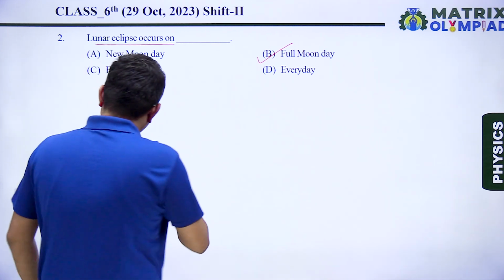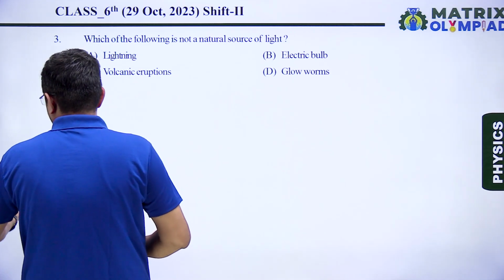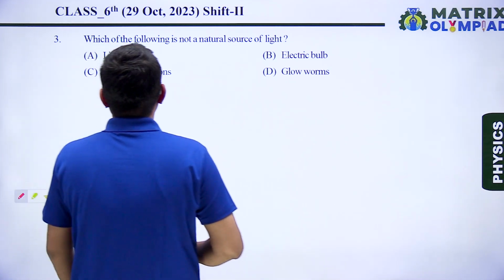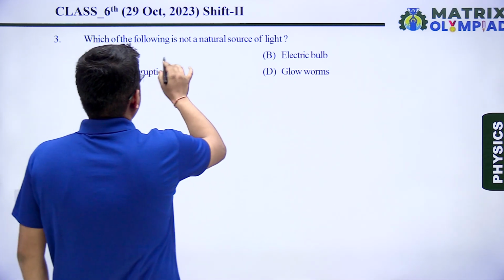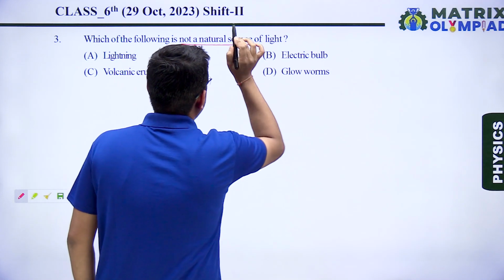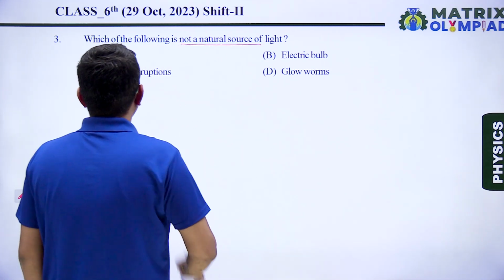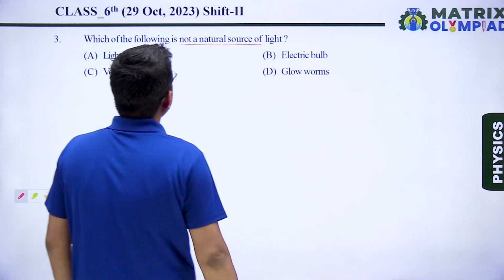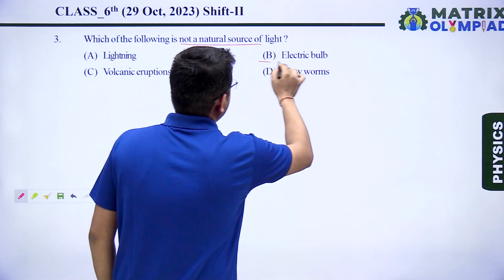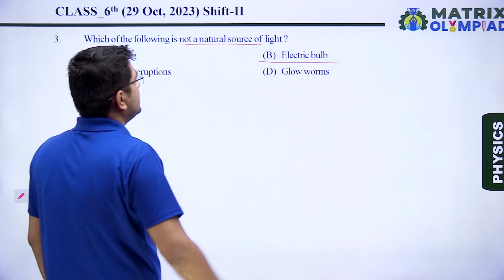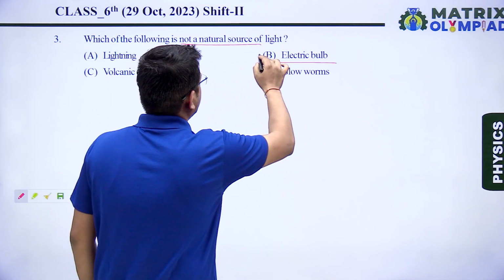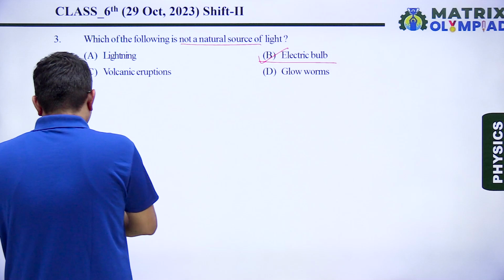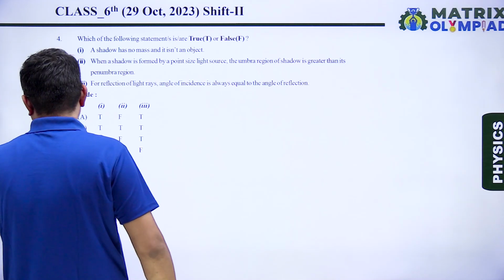Next question, question number 3. In question number 3, which of the following is not a natural light source? We can see lightning, volcanic eruptions, glowworms are natural and electric bulb is not a natural light source. It is an artificial light source. So our correct answer is option B.